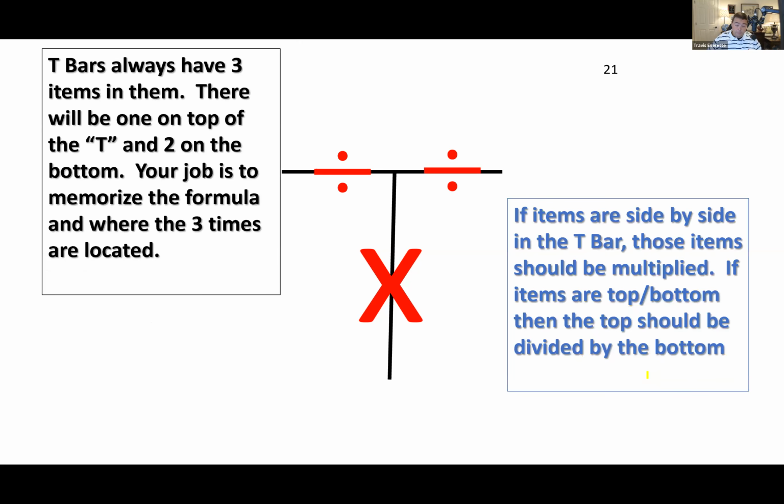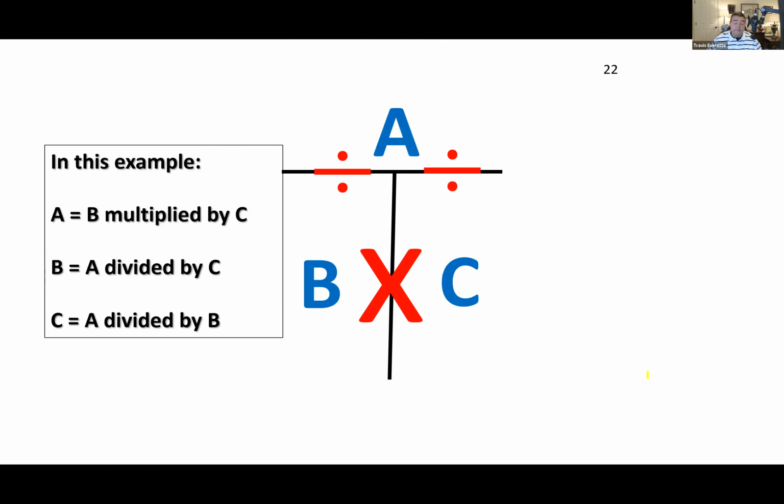Like, for example, on this formula right here, the three things are A, B, and C. You would have to remember that in this formula, A is on top, B and C are on the bottom, and that's never going to change. If you're dealing with a question that wants to know A, you're going to use this formula, A on top, B and C on the bottom. If you're dealing with a question that wants to know what B is, you're going to use the same formula. Don't move the things around. A is always going to be on the top. B and C are always going to be on the bottom.